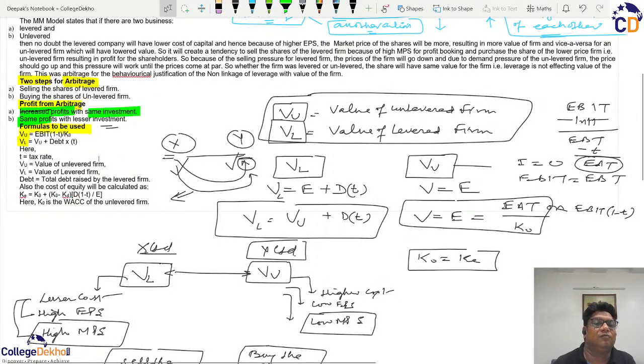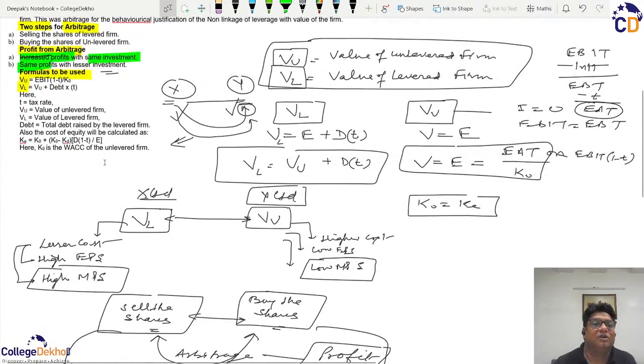तो यू कैन टेक इट फ्रॉम वॉटएवर परस्पेक्टिव यू वॉन्ट टू सी, बट what it implies is that the arbitrage will prompt the investor to earn more profits, or it will be getting similar profits on lesser investment, and that is how arbitrage justifies the non-relationship between the leverage and the value of the firm.